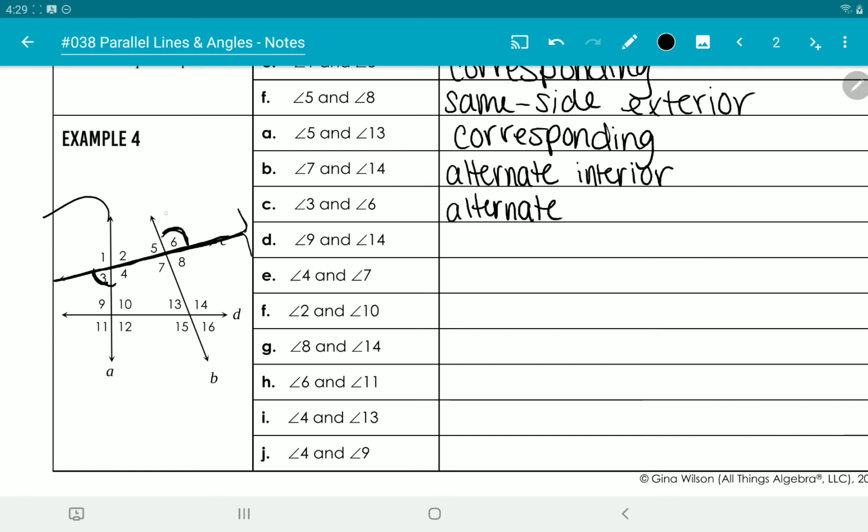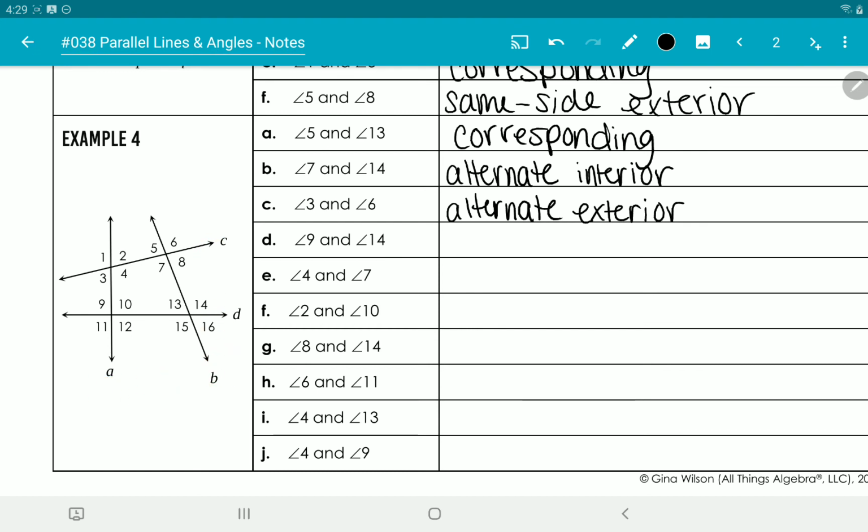And you can see that they are on the outside of these two lines. So they're going to be exterior angles. So they're alternate exterior angles because they're on the outside of the two lines that are being intersected.